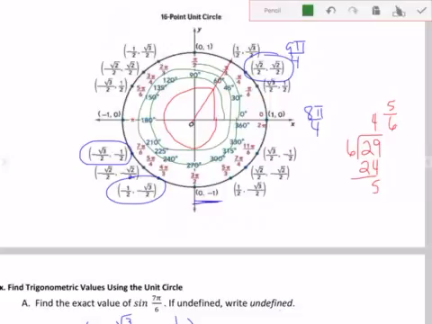And then the 5/6, so we'll just go a little bit further, knowing that 1/2 is the same thing as 3/6. Means I've got 2/6 more to go. So there's 1/6 and there's 2/6. So all the way around to 5 pi over 6. 5 pi over 6 gives us an ordered pair of negative square root of 3 over 2 and 1/2.